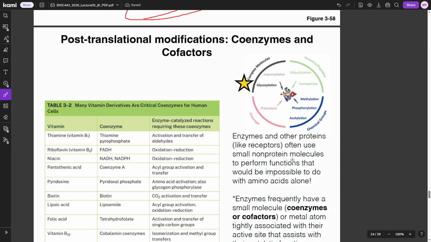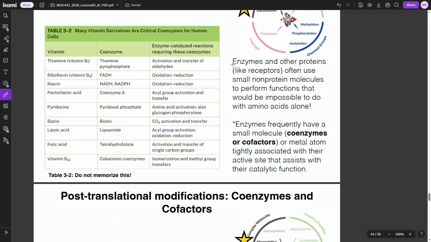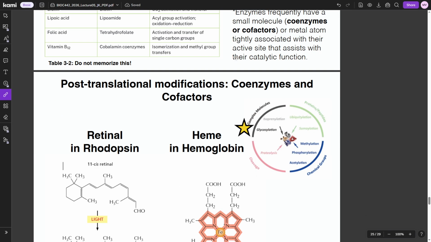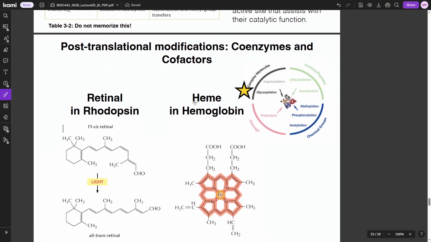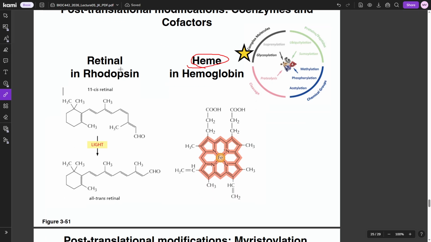Also, a couple other things with post-translational modifications. Coenzymes and cofactors are other examples. The heme in hemoglobin is a post-translational modification, and so is retinal in rhodopsin. These are very important in proteins. The heme is important in hemoglobin because it helps store the oxygen. The retinal is important in rhodopsin because it allows rhodopsin to change conformation when light hits.